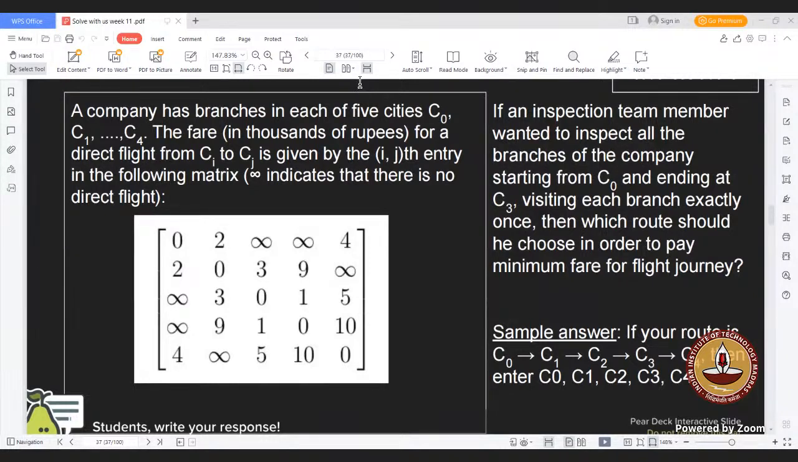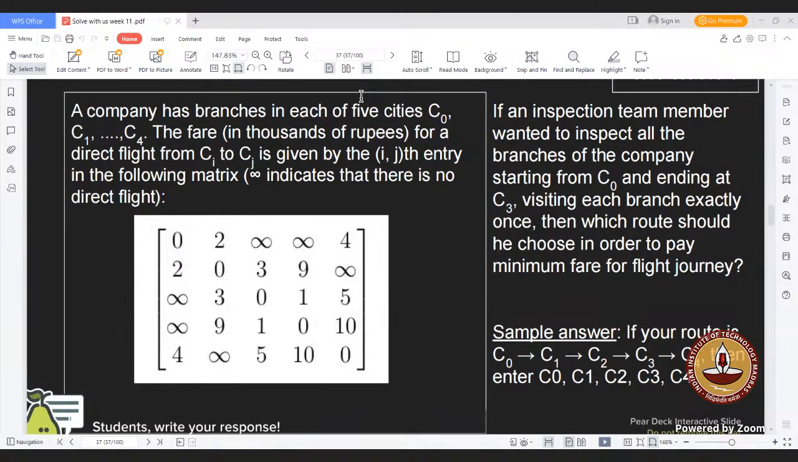You guys are getting the answer, but check which one of them is minimum. So we need the minimum flight fare. You can just add all the costs. Suppose you get C0, C1, C2, C3, C4. Just add all the path weights, I mean edge weights. You will get some number. So that should be minimized.